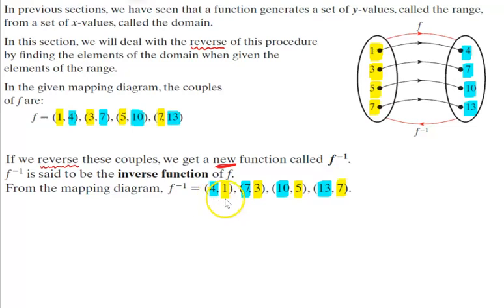And likewise, they're the blue elements. And the yellow elements are now coming second. So they were originally coming first in our function. So 1, 3, 5, and 7 highlighted in yellow are now the second element in each of our ordered pairs. So they've swapped positions. The x values have gone into the y positions and the y values have gone into the x positions.